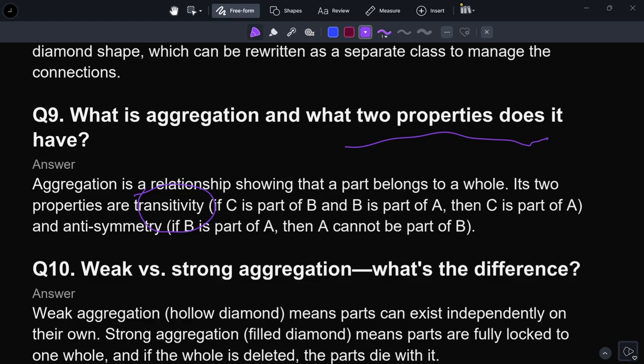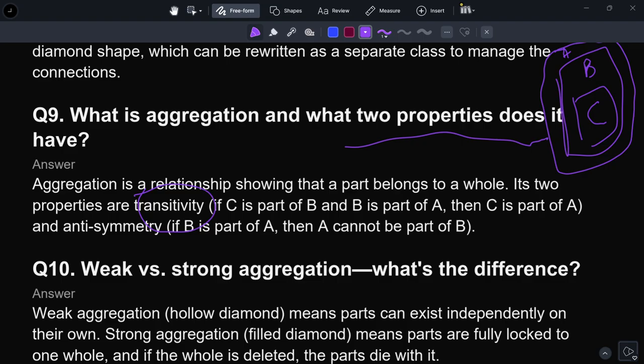and anti-symmetry. If C is part of B and B is part of A, then C is automatically part of A. So if C is part of B, and B is part of A, then C is automatically part of A. And this is obvious, right? Because this is a big box, it already has B and C in it. So if a physical money bill dispenser is part of a cash wallet, then the cash wallet is part of the ATM machine, and the money bill dispenser is structurally part of the ATM machine.